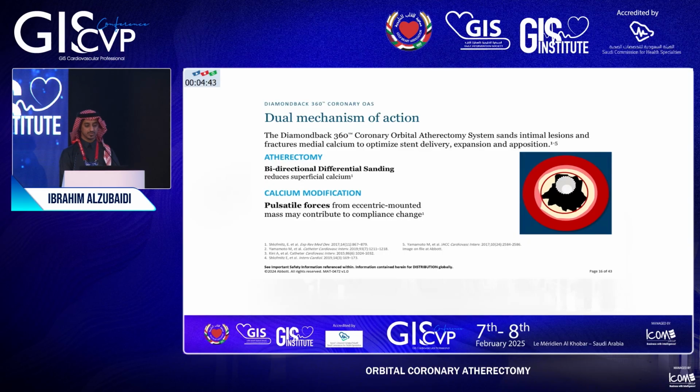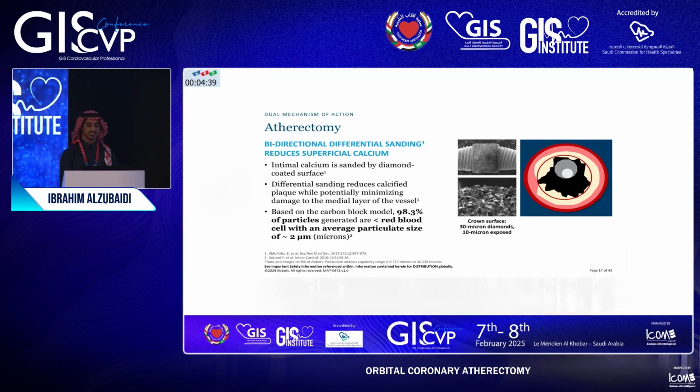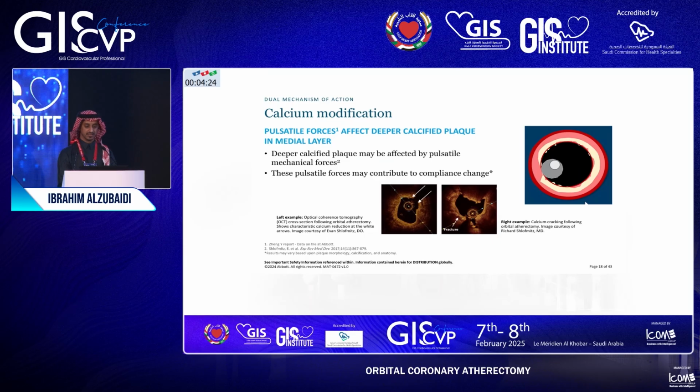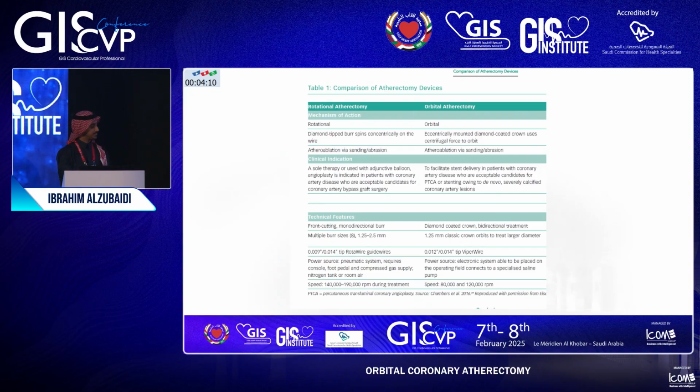The orbital has a dual mechanism of action, atherectomy and calcium modification. With the atherectomy, it's a bidirectional differential sanding to reduce the superficial calcium in the intima, and it will reduce the calcified plaque and minimize the damage of the medial layer. The calcium modification treats the deeper calcification by pulsatile forces, which contribute to the compliance changes.